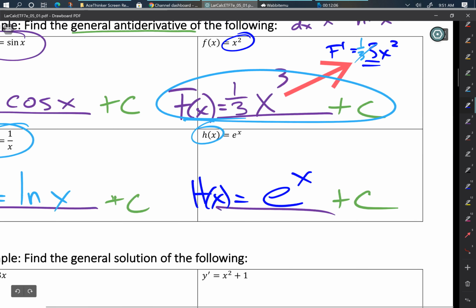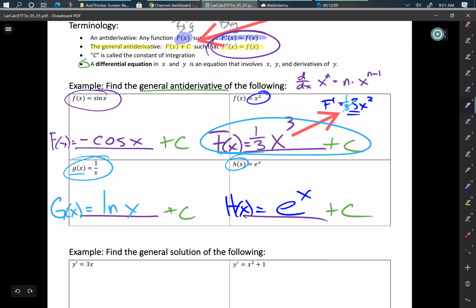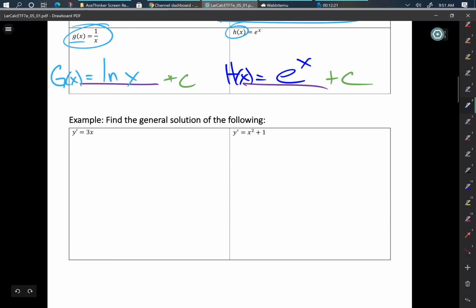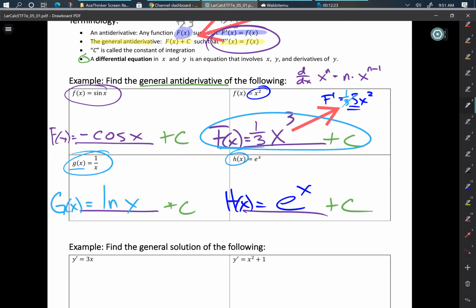Okay. So what I'm doing in this section is I am just taking everything that I've done so far, and I'm doing the inverse. I'm doing the opposite of taking a derivative. I'm taking an antiderivative. Okay. This next section is about finding general solutions to differential equations. That'll be in part 2 of this video.